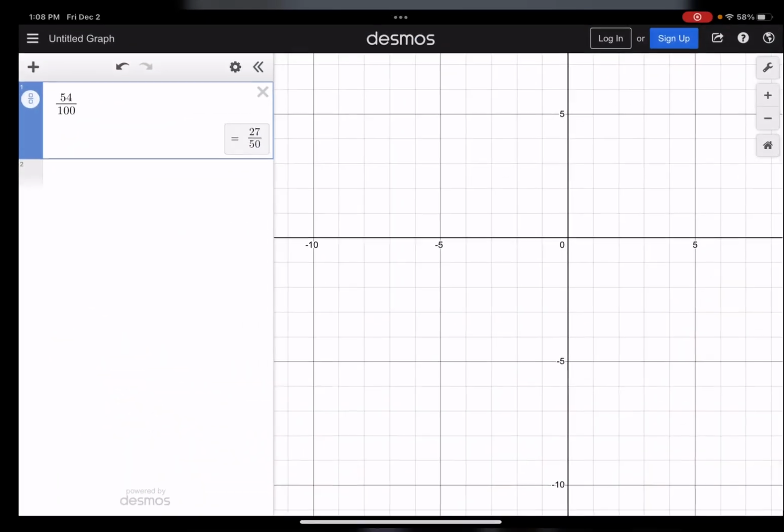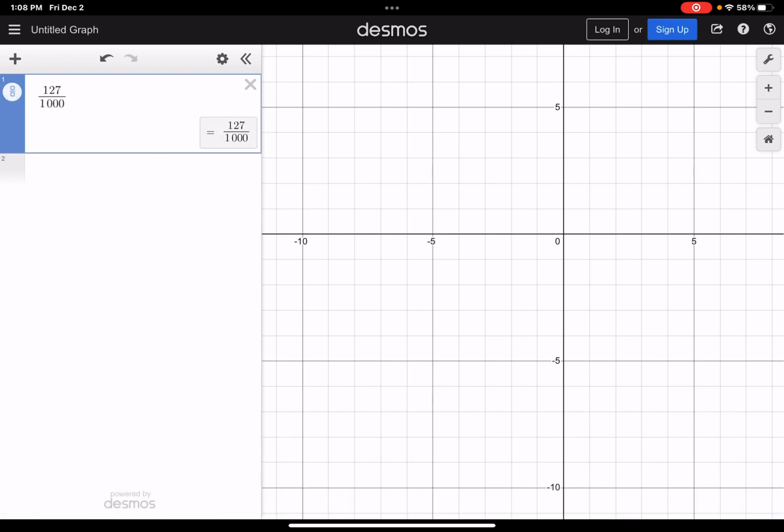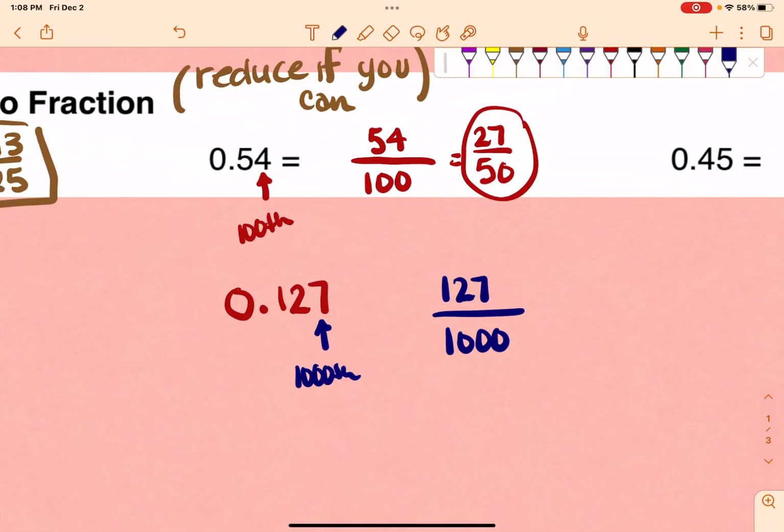Okay, so if we go to our reducing like we were doing before, 127 divided by 1,000. You'll notice this one doesn't change when you hit that button in front because it's already in the most reduced form it can be. So that means this is going to be kind of my final piece.